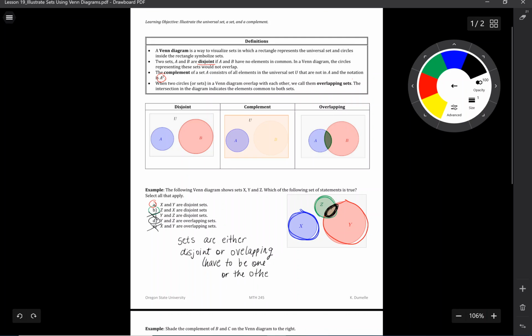It's impossible for them to be disjoint and overlapping or neither one. They have to be either disjoint or overlapping.